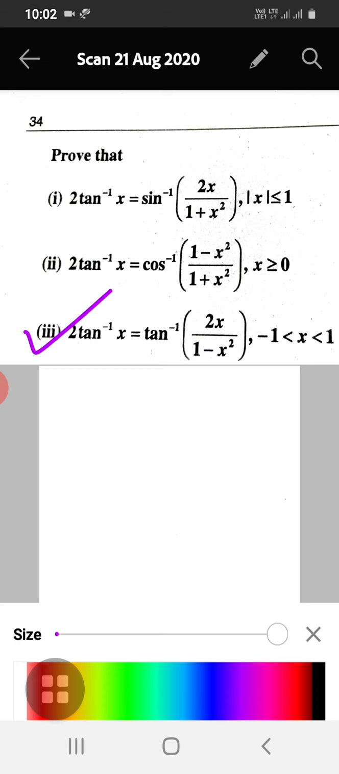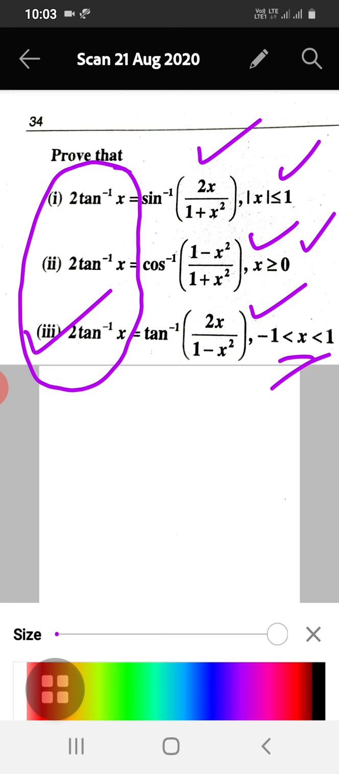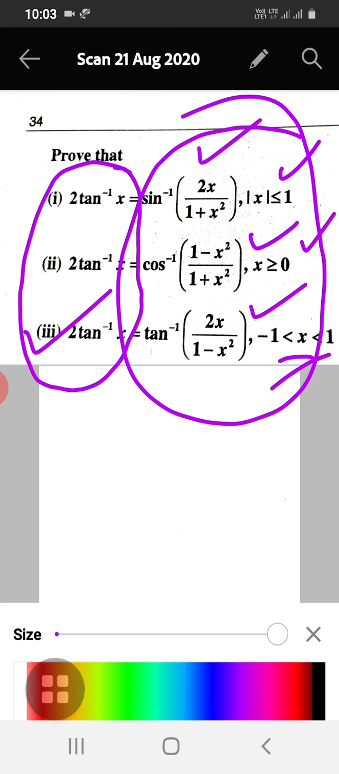Prove that 2 tan inverse x is equal to sin inverse of 2x by 1 plus x square. Also, 2 tan inverse x can be written as cos inverse of 1 minus x square divided by 1 plus x square. Also it is written as tan inverse of 2x divided by 1 minus x square. So these are the restrictions which we are observing on the screen. See, on the left hand side all the terms are the same, 2 tan inverse x. So 2 tan inverse x can be written like this: sine inverse of, cos inverse of, tan inverse of. So you have to remember all these results perfectly, as we need them in proving certain results in future.